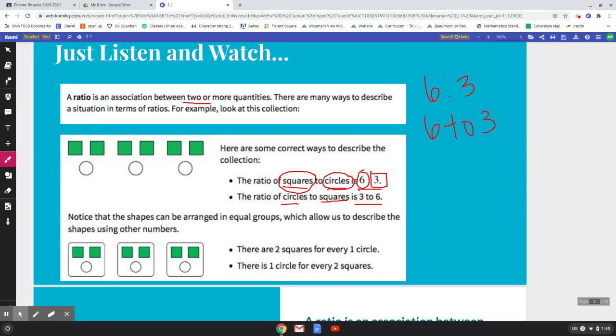Okay. Then it says, notice that the shapes can be arranged in equal groups, which allow us to describe the shapes using other numbers. So it says there are 2 squares for every 1 circle. So notice that all they did is they grouped the ones above. And if you group them for every 2 squares, you can see that there's 1 circle in every grouping. And then the other way that you can say this is there is 1 circle for every 2 squares. So it's interchangeable the way that you can say it.